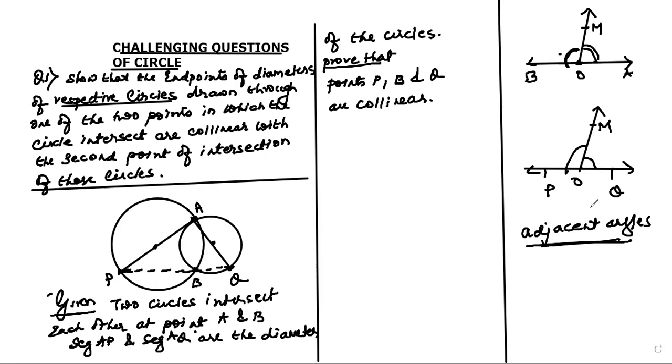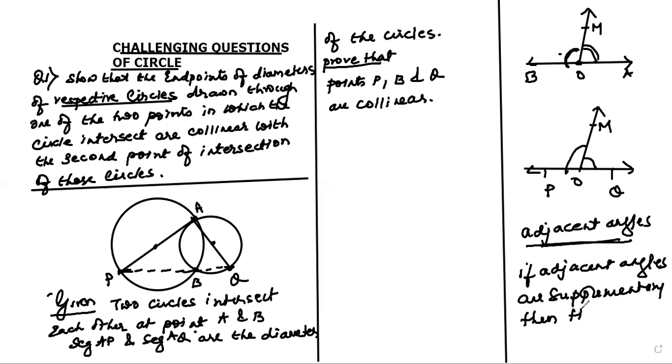Now listen carefully. If adjacent angles are supplementary, then they form a linear pair. Remember this converse: if adjacent angles are supplementary, then they form a linear pair.